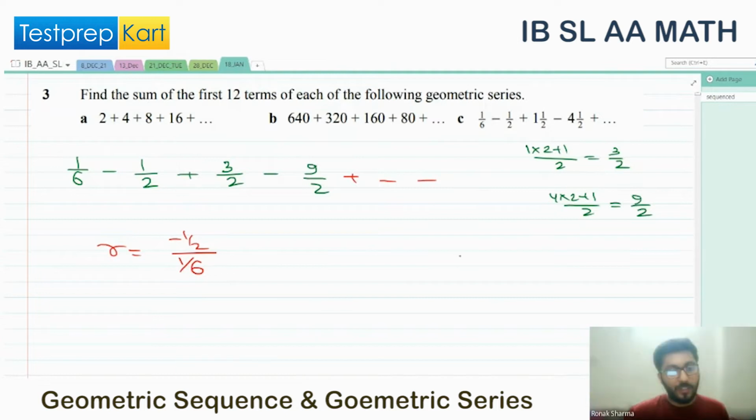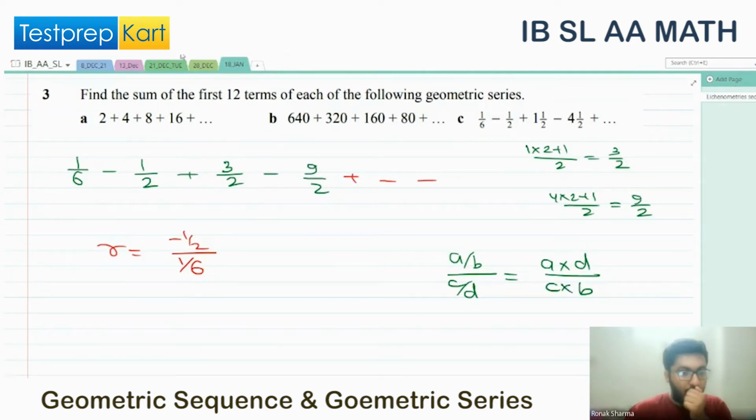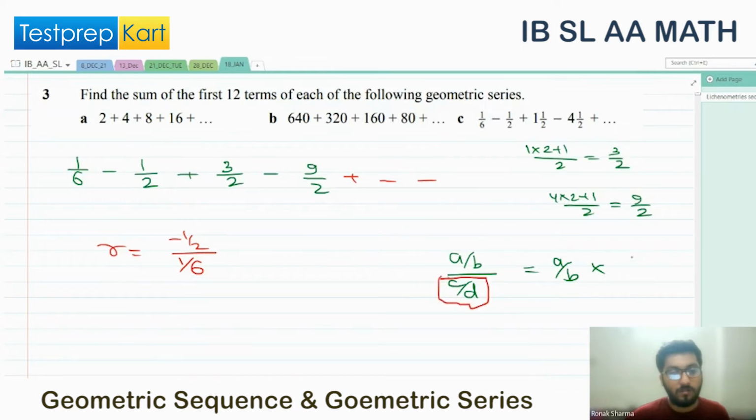Now do you know that A by B divided by C by D? We write it like this: A into D by B into C. Sir, how? Always keep in mind one thing. We can convert the division into multiplication if we write the denominator in reciprocal. Yes or no? It will become A into D by B into C. See, if you are not comfortable, if you do not know any concept, please ask me. Okay, I'll explain it from scratch.